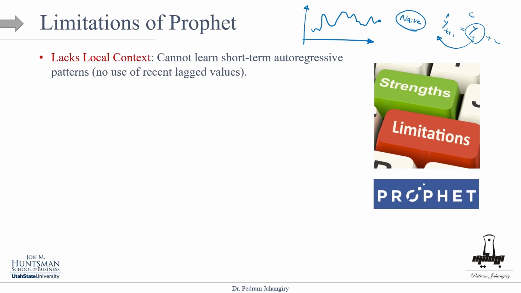We know that we need to look at the local context, basically what is the short-term impact, what is the temporal impact of your time series over time. So this is the biggest limitation of Prophet, and that's why NeuralProphet has almost replaced Facebook Prophet completely. So that's the biggest one.